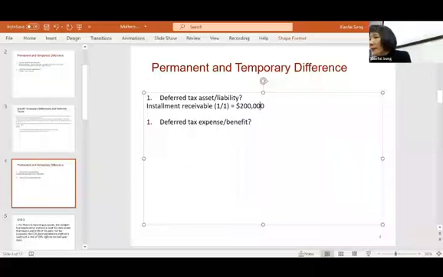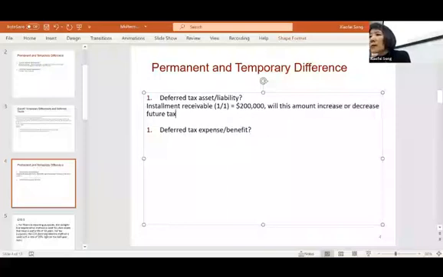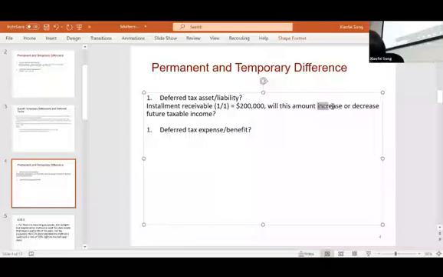So the question is, will this amount increase or decrease future taxable income? Increase. Increase. Is it clear? When the payment is collected, they're taxable, but they are not revenue anymore because revenue is already recognized. So the answer is this amount will increase future taxable income. So that means this is a taxable amount or deductible amount? This is a taxable amount.